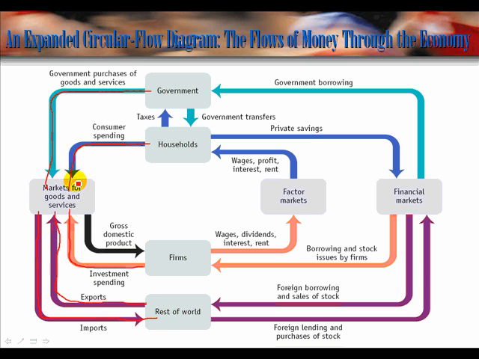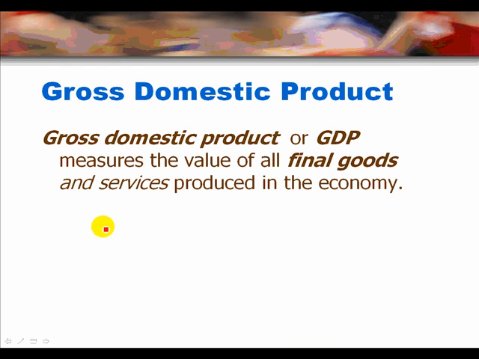And what's left over in this box has to flow out to the firm. And that's our gross domestic product. So basically we're measuring the flow through this pipeline here to come up with this number called the gross domestic product. You think about it, gross domestic product or GDP is basically measuring the value of all final goods and services produced in the economy.